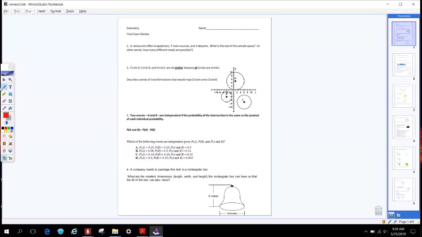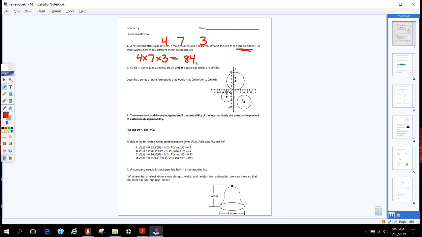It says that a restaurant offers 4 appetizers, 7 main courses, and 3 desserts. What is the size of the sample space? This is just when you're doing the counting principle. All you have to do is multiply those numbers together: 4 times 7 times 3. That's it. So 84.